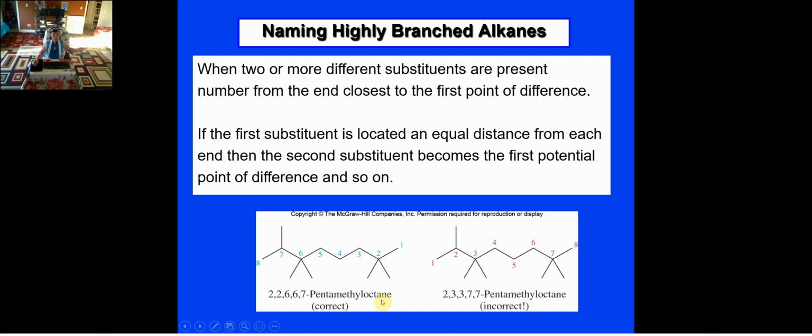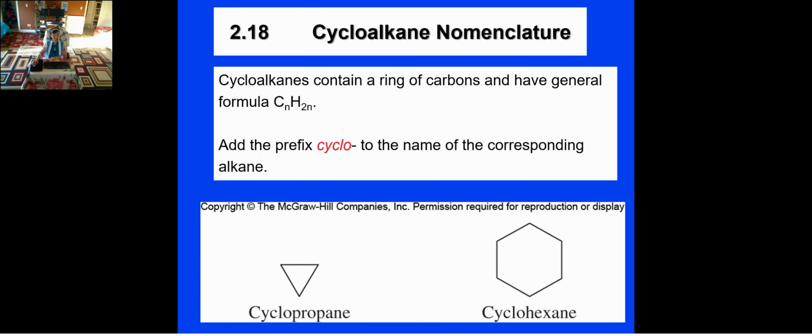If you number your carbons from the left hand side to the right, what's going to happen? You have 2, 2, 3, 3, 7, 7-pentamethyl octane. This is not the right nomenclature. The reason is your locants will be larger. You choose the locants which have the lower numbers. So that's how you are going to name the compounds.